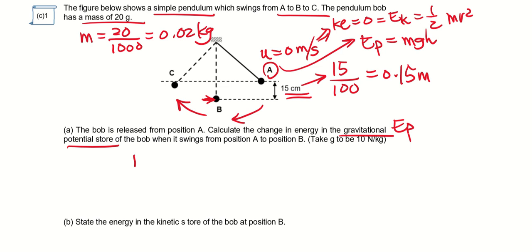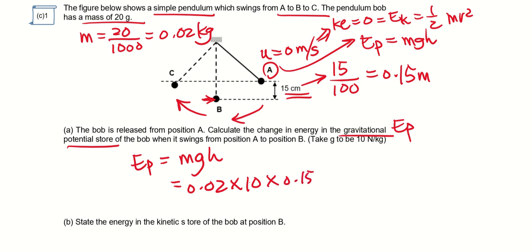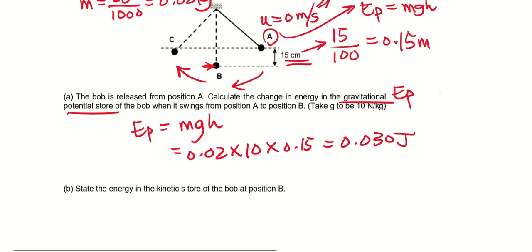So at A, the EP is found by using mgh. If you have done your conversion, it becomes very simple. So I get 0.030 joules. Remember to leave your answer in either 2 or 3 SF.